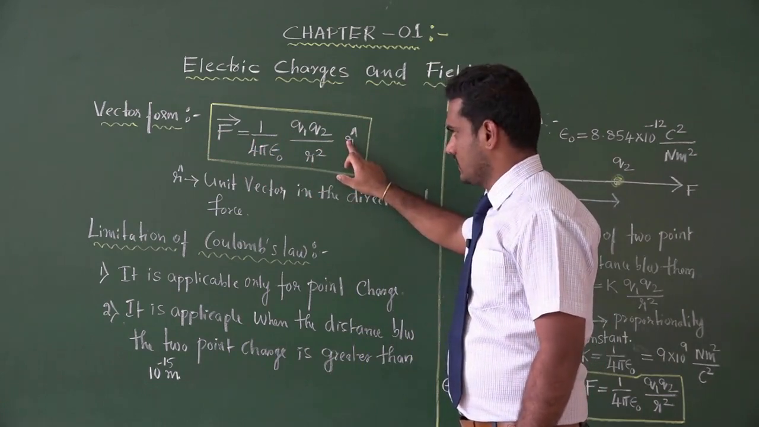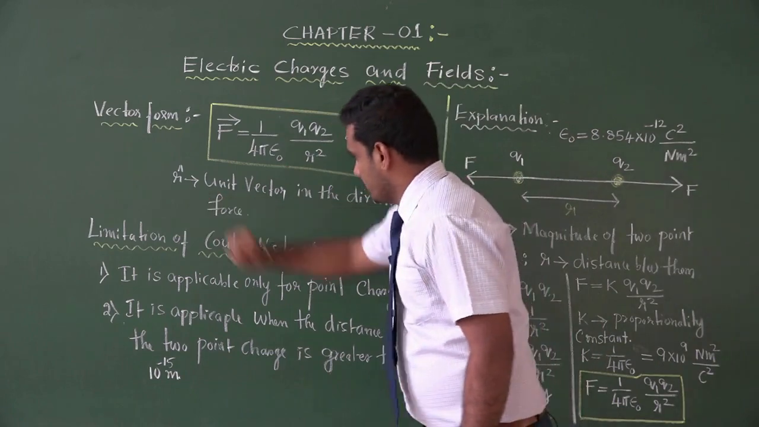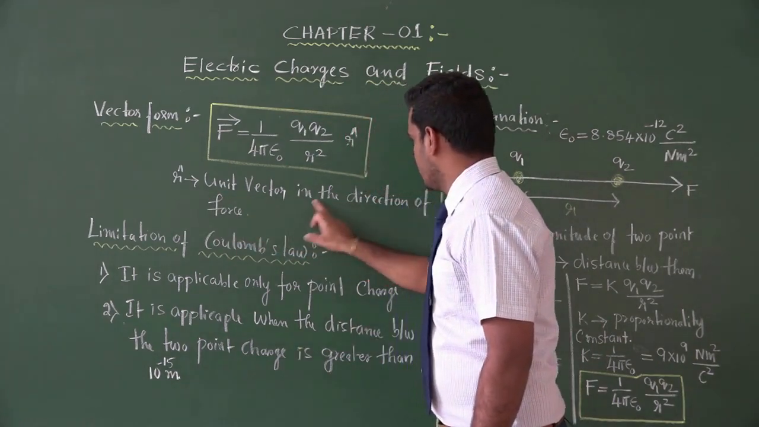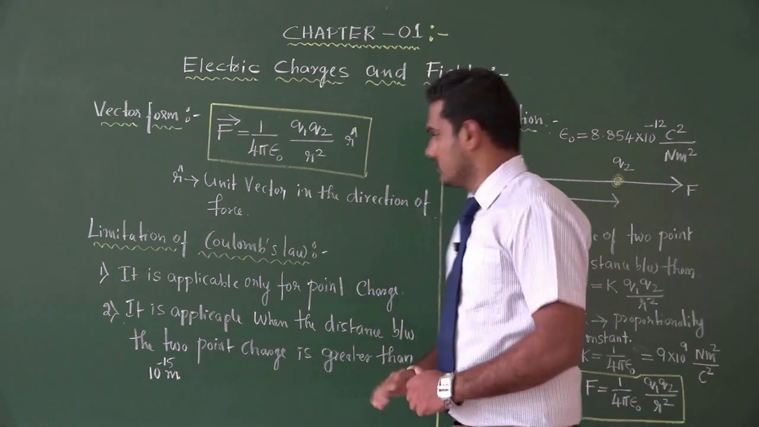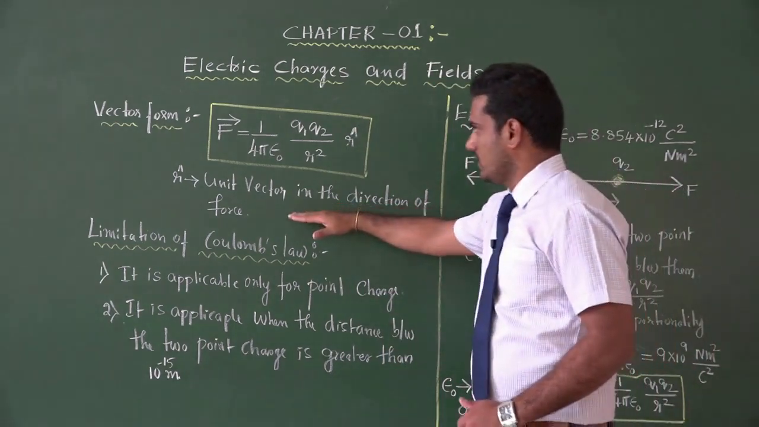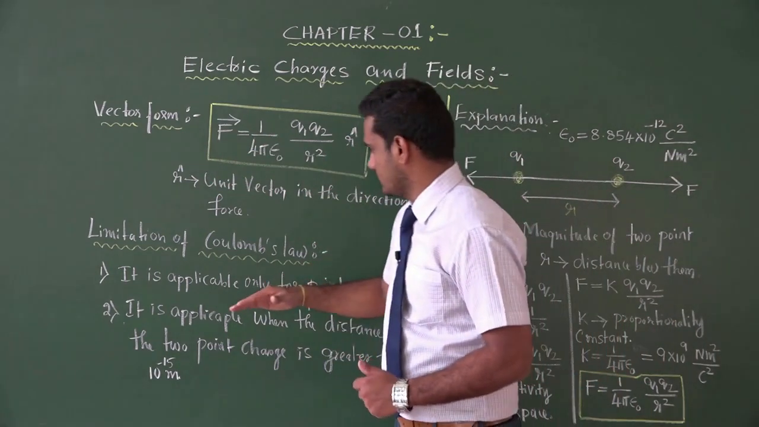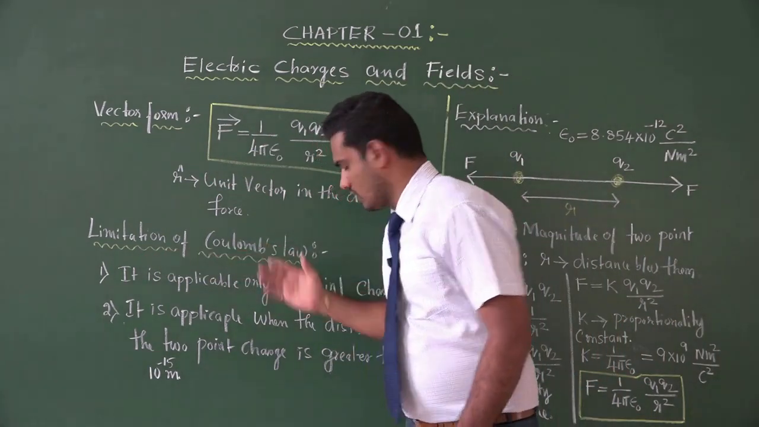R cap. Along with this equation, we need to write r cap, where r cap represents the unit vector in the direction of force. So this is all about Coulomb's law, the explanation of Coulomb's law and the vector form of Coulomb's law. The next concept is limitations of Coulomb's law.